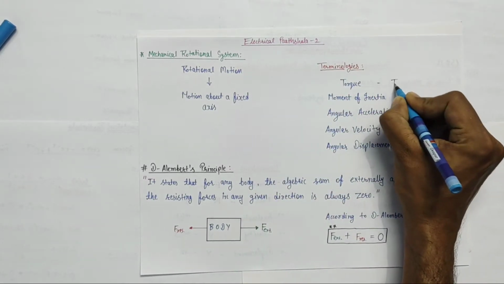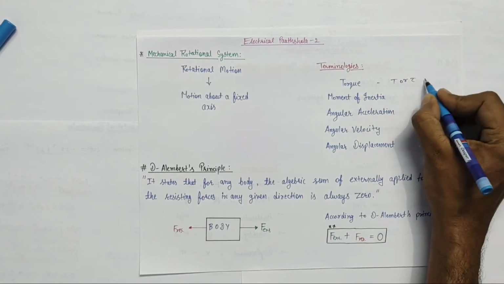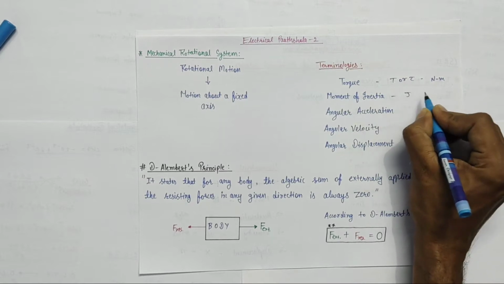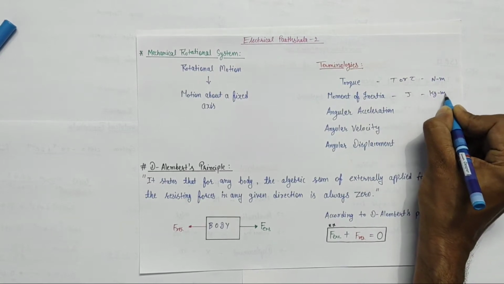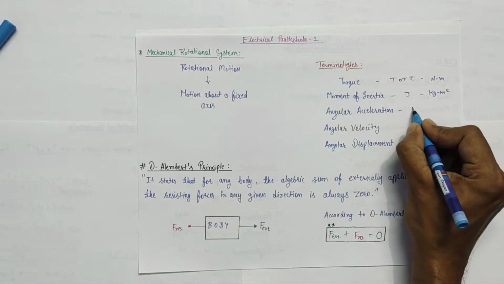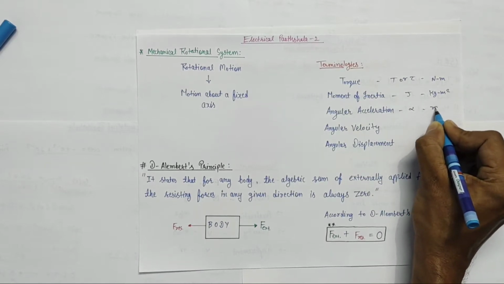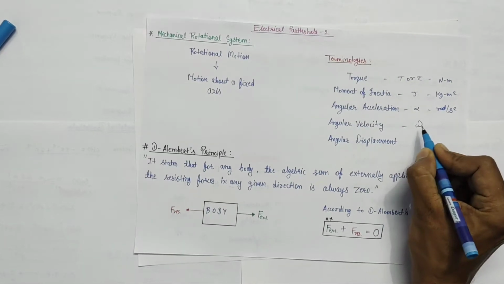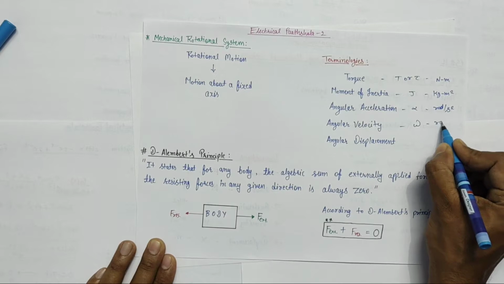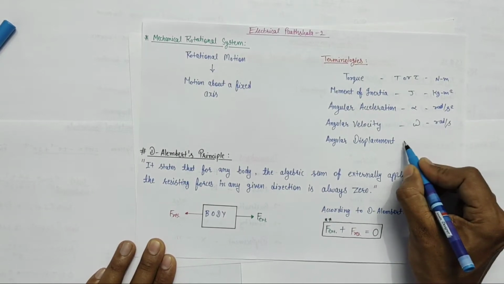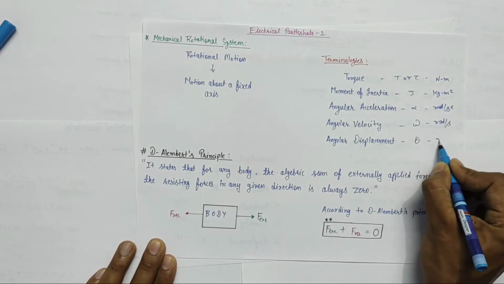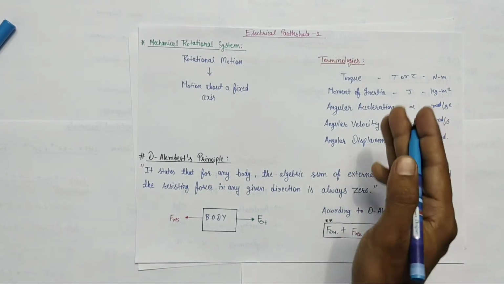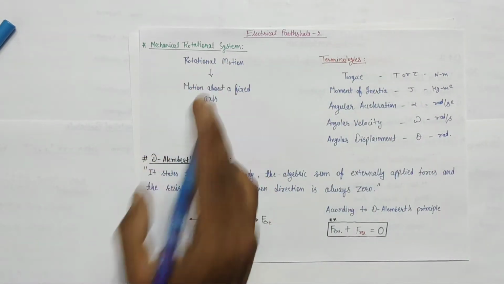Torque is denoted by T or tau, and its unit is Newton meters. Moment of inertia, J, unit is kg meter square. Angular acceleration alpha, unit is radian per second square. Angular velocity omega, unit is radians per second. And angular displacement theta, the unit is radians. So these are the terminologies that we use for mechanical rotational system.